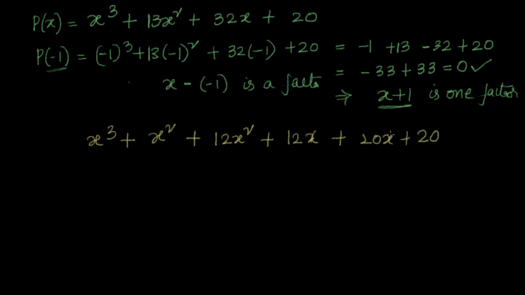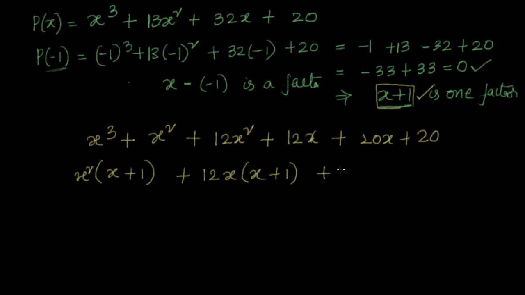Now what we have done simply is we have rephrased this in such a way that we can take x plus 1 as common, because we know already that x plus 1 is one factor. Now here I can take x square as common, it becomes x plus 1. Again I can take 12x as common, I will get x plus 1. Plus I can take 20 as common, I will get x plus 1. So this is nothing but equal to x plus 1 into x square plus 12x plus 20.